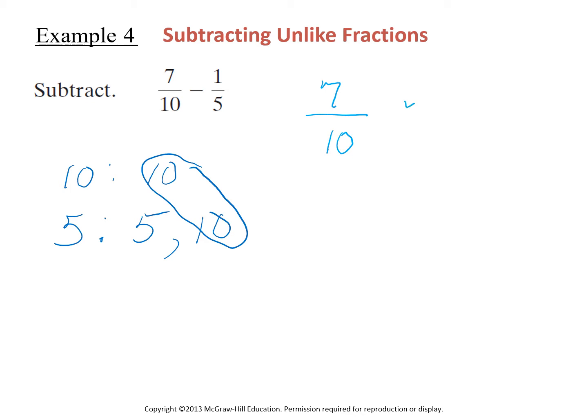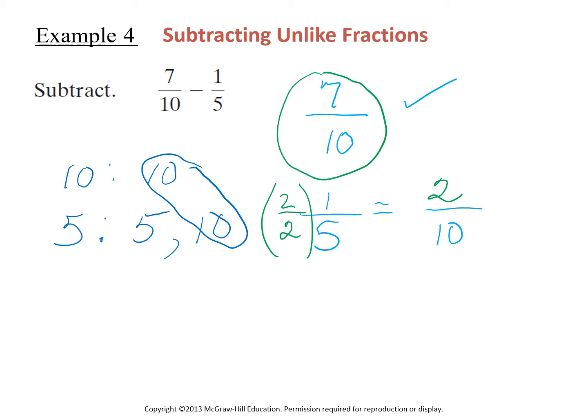Well, 7/10 is already good to go. And 1/5, if we need a denominator of 10, we will multiply by 2/2. Remember, we have to multiply by 1 so as not to change the value. So we're going to take 7/10 and subtract 2/10, and I will end up with 5/10, and I will reduce that to 1/2.